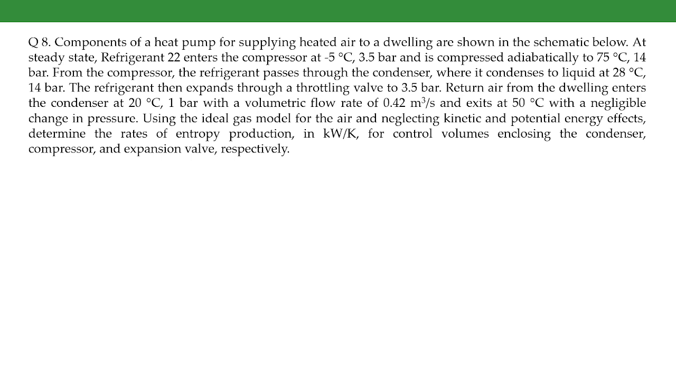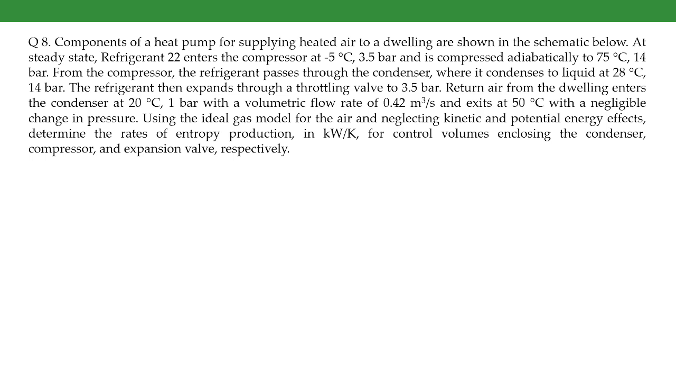Now from the compressor, the refrigerant passes through the condenser, where it condenses to a liquid at 28 degrees Celsius and 14 bar. The refrigerant then expands through a throttling valve to 3.5 bar. Okay, the return air from the dwelling enters the condenser at 20 degrees Celsius, 1 bar, with a volumetric flow rate of 0.42 meter cube per second, and it exits at 50 degrees Celsius with a negligible change in pressure.